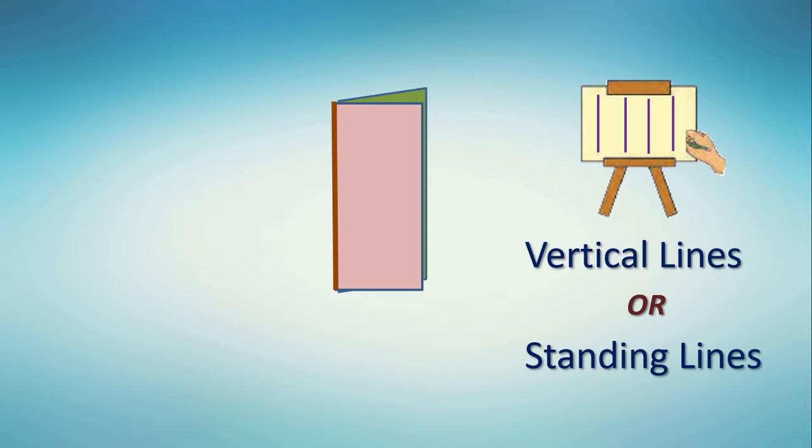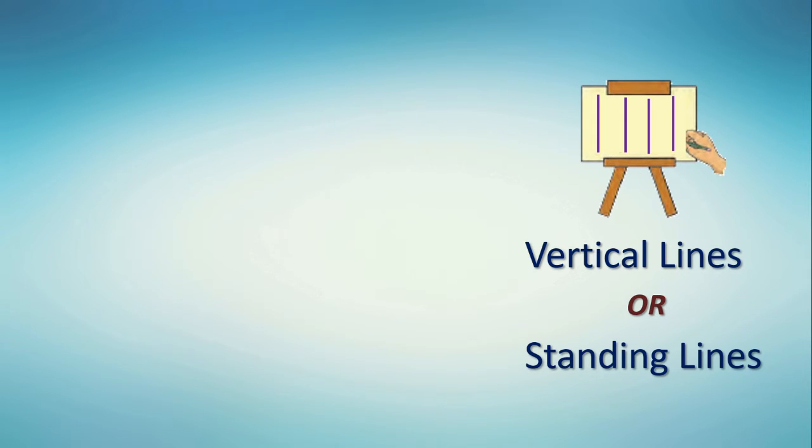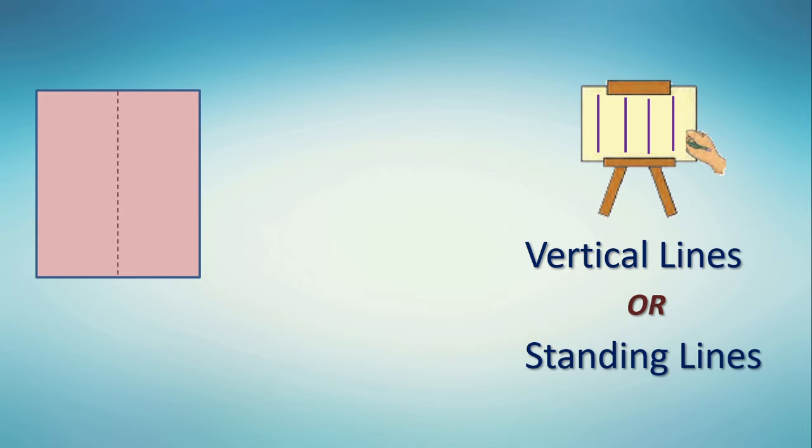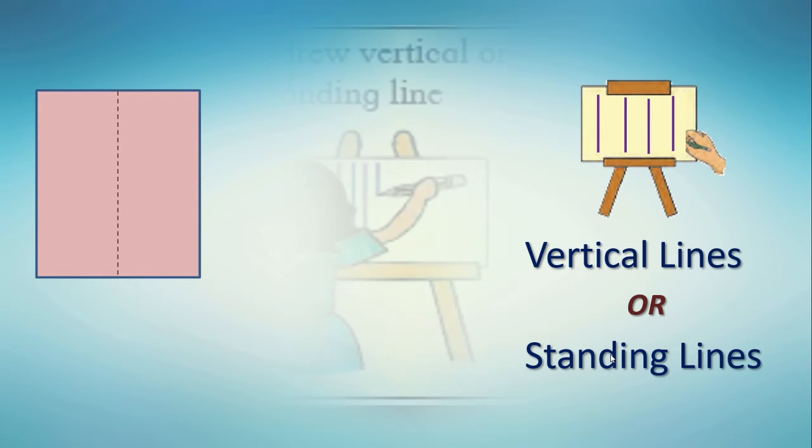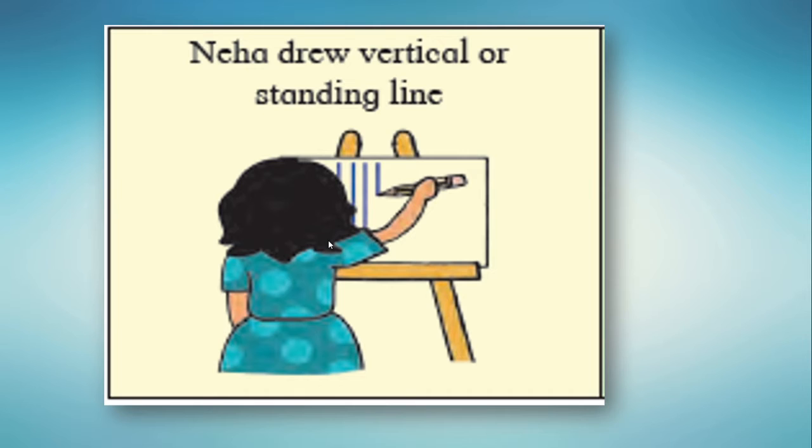Got this, children? Okay, now when we unfold the paper, we get this line. If you have a paper, then please do this and see. You will get a line in between the paper. Got this, children? This line is called standing line or vertical line. Remember the name. Okay. Now here you can see Neha. She drew vertical line or standing line on the board.